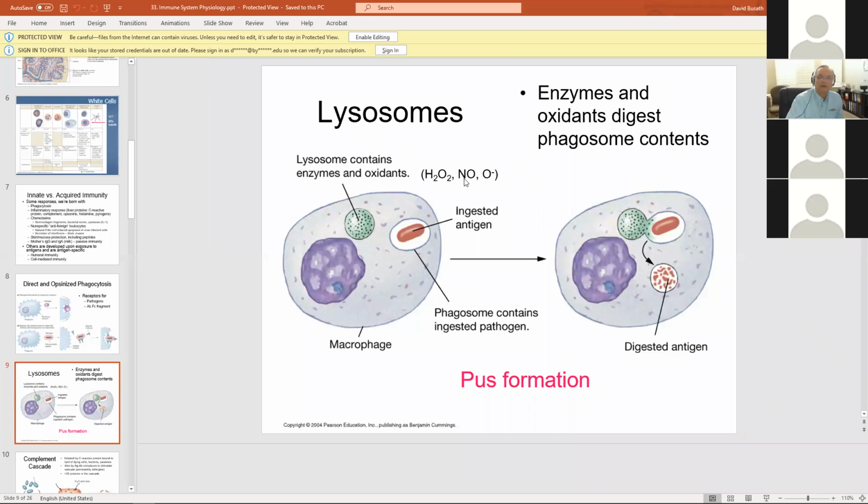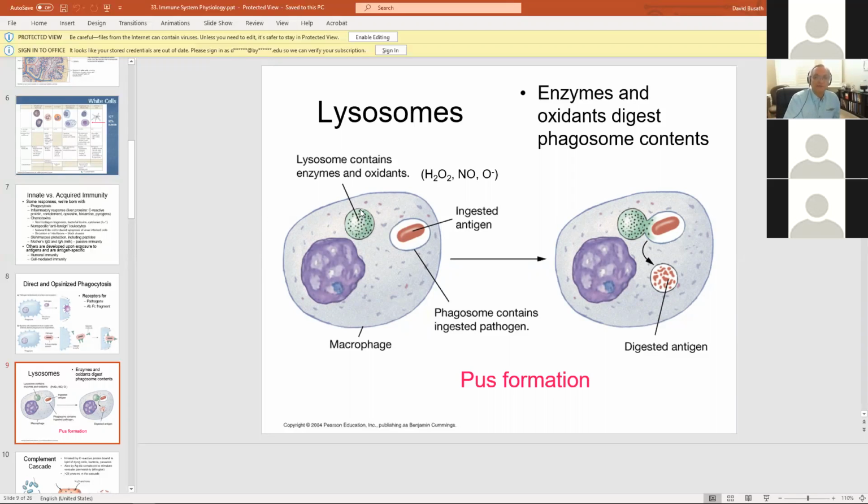Right, NO, nitric oxide, is a free radical that helps break down other molecules. Superoxide, O2 minus, is a free radical. And hydrogen peroxide can make free radicals easily. These, including enzymes, break down things that have been ingested into phagosomes. And then the phagosome fuses with the lysosome.